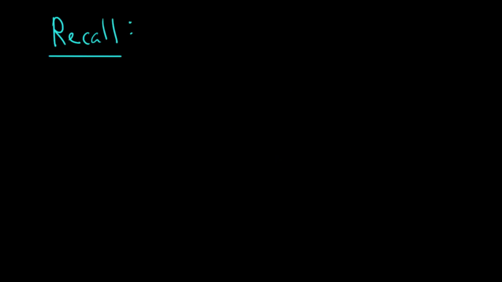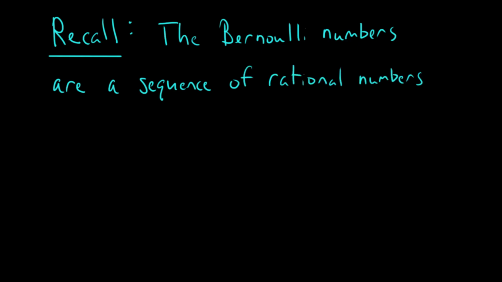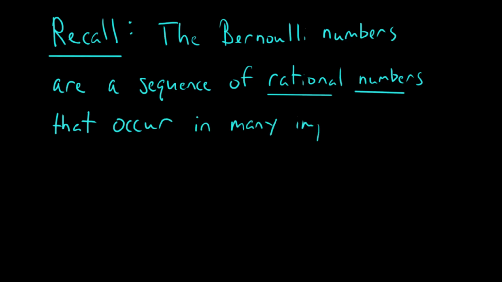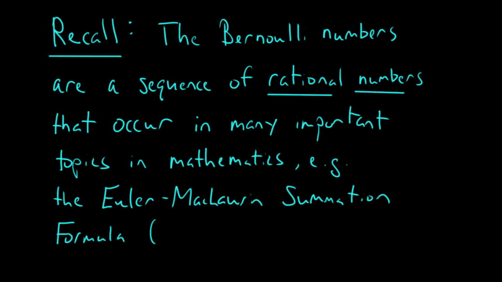But before we do that, I'm going to ask you to recall what exactly the Bernoulli numbers are. The Bernoulli numbers, which we discussed in my lecture on the Euler-Maclaurin summation formula, are a very special sequence of rational numbers that occur all over mathematics. They occur, of course, in the Euler-Maclaurin summation formula, but they also show up in other contexts, for example, in the evaluation of the zeta function.